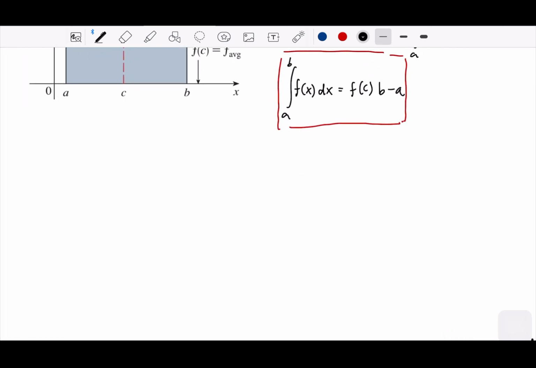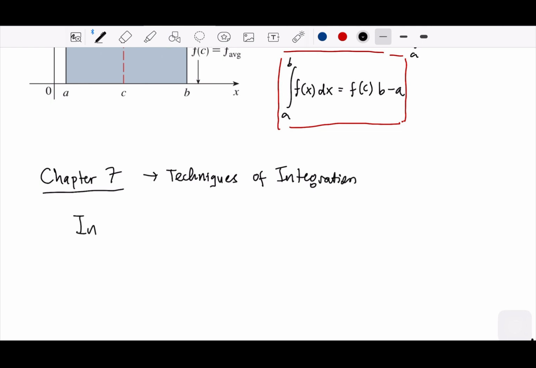Okay. Moving on to chapter 7. This is all about the techniques of integration. So this will be a little bit of a heavy subject. Okay, we start with integration by parts. As some of you already have learned before, but let me just give you some key points of what it is, just an introduction.